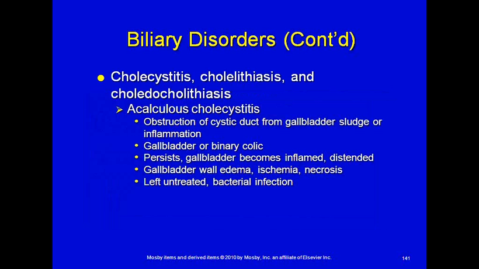Acalculous cholecystitis is obstruction of the cystic duct from gallbladder sludge or inflammation. It may cause gallbladder or biliary colic, and colic is an intermittent pain that we see not only with gallbladder stones but also with kidney stones. If it persists, the gallbladder becomes inflamed, distended. You get gallbladder wall edema. The edema can lead to ischemia. The ischemia can lead to necrosis and actually death of the gallbladder. If left untreated, then the gallbladder becomes necrotic, gangrenous, and can lead to a bacterial infection.